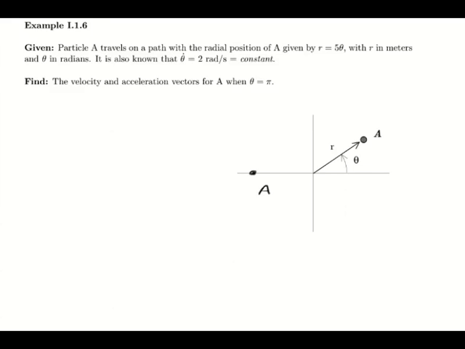So one thing that we know is that we need to extend our ER vector from our origin O out toward A. So ER is looking like this. E theta is perpendicular to that, and it's in a direction of increasing theta. Theta is increasing in the counterclockwise sense, as shown here. So E theta would be like this.